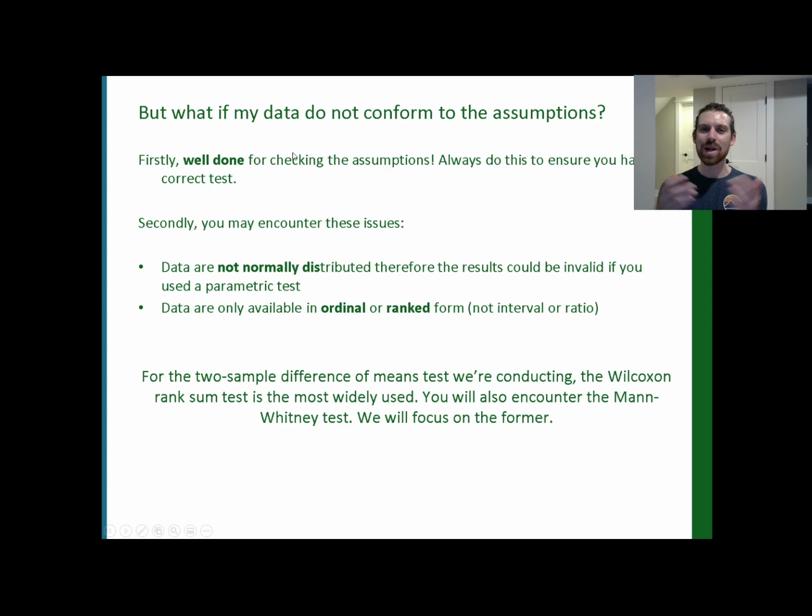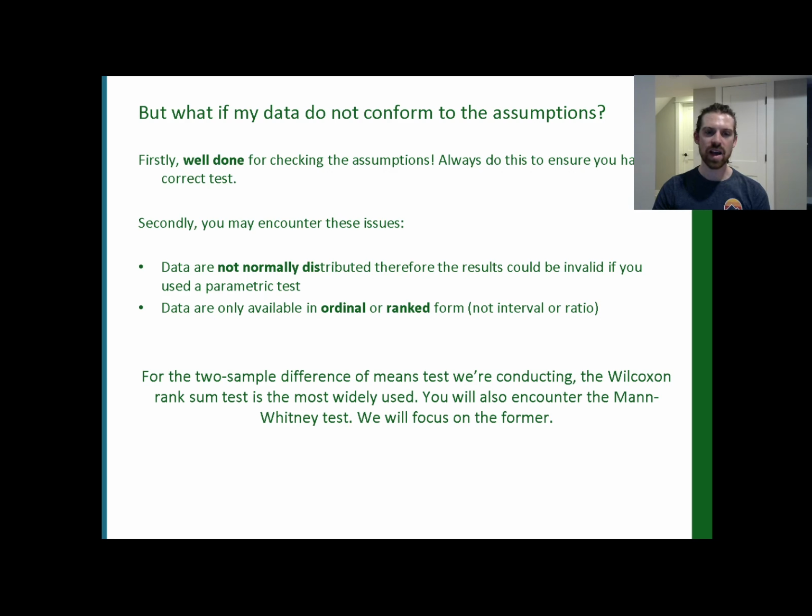Well, well done for even thinking about the statistical assumptions. That's a really good thing to think about. But I think the important thing is that we could be dealing with non-normally distributed data. Okay, so the data aren't normally distributed, therefore the results could be invalid if we're using a parametric test because we're not conforming to that Gaussian shaped curve.